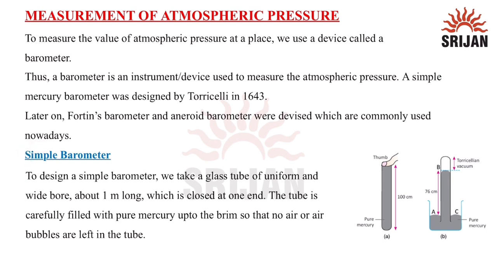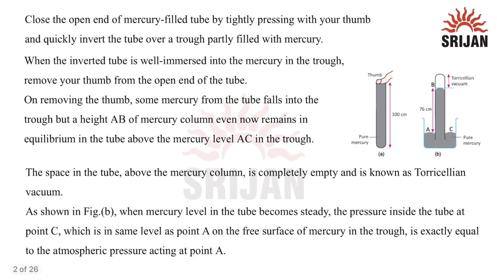Now, let us study about the simple barometer. To design a simple barometer, we take a glass tube of uniform and wide bore about 1 meter long, or I can say 100 centimeter long, which is closed at one end, and the tube is carefully filled with pure mercury up to the brim so that no air or air bubbles are left in the tube.